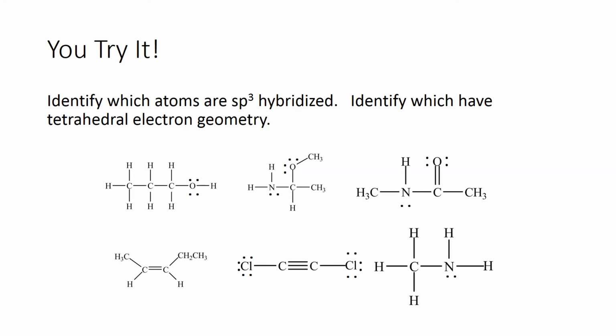So now what I want you to do is go through, and on these structures identify which atoms are sp3 hybridized and identify which have tetrahedral electron geometry. Pause and then check your answers.